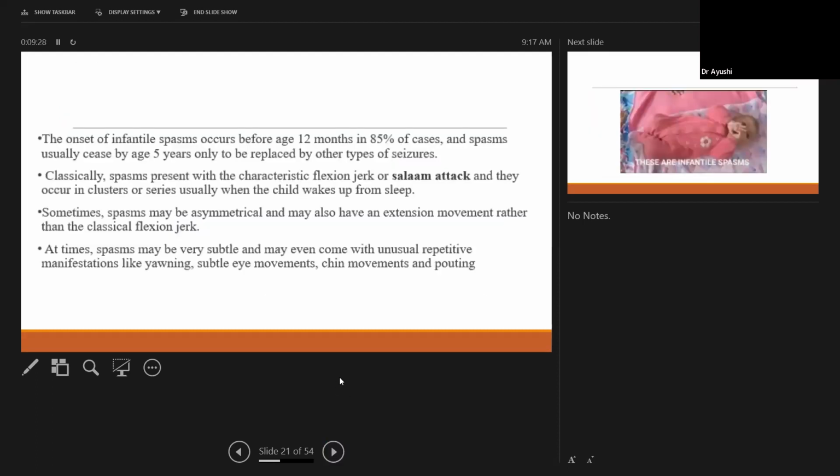The onset of infantile spasms occurs before the age of 12 months in 85% of cases, and spasms usually cease by age 5 years, only to be replaced by other types of seizures. Classically, spasms present with a characteristic flexion jerk or salaam attack, and they occur in clusters or series, usually when the child wakes up from sleep. Sometimes, spasms may be asymmetrical and may also have an extension movement rather than the classical flexion jerk. And at times, these spasms may also be very subtle and may even come with unusual repetitive manifestations like yawning, subtle eye movements, chin movements, and pouting.